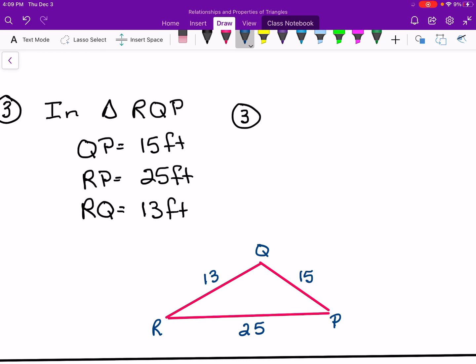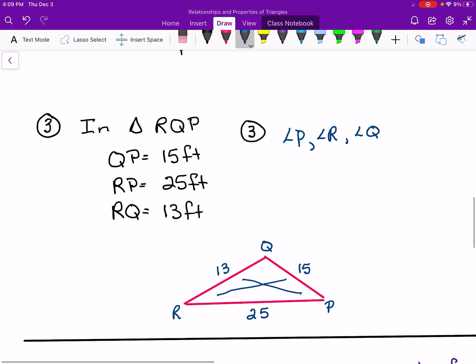All right, 13 is my smallest number, so it is across from my smallest angle. 15 is the next in line, so it is across from angle R. And 25 is the next, so it is across from angle Q. You don't go by what the picture looks like. You go by the numbers that are given to you.